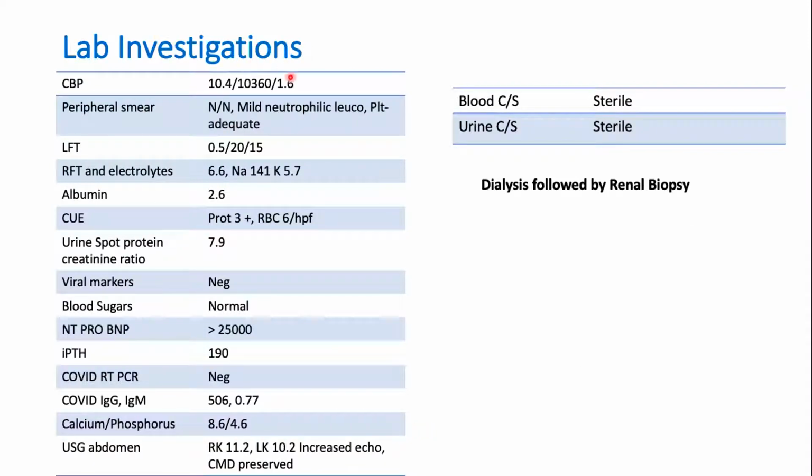These are his lab reports. His CBP didn't reveal any thrombocytopenia, and the peripheral smear was also normal. His RFT creatinine was around 6.6. His urine analysis showed proteinuria of roughly 8 grams. His NT-proBNP was very high, but his ultrasound was normal. So we proceeded with renal biopsy after doing dialysis.